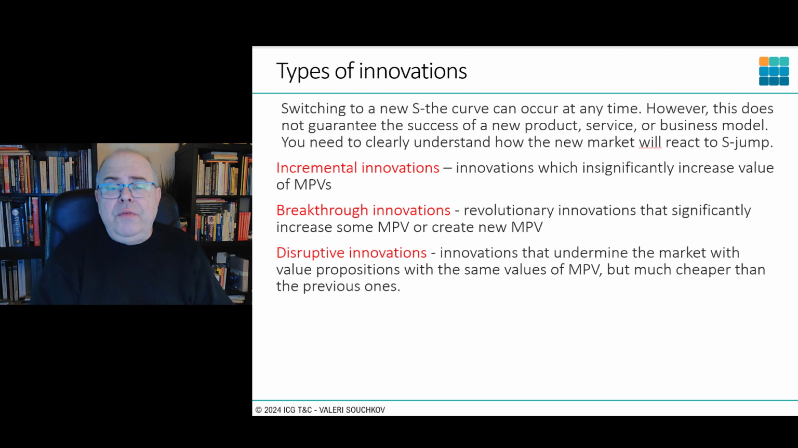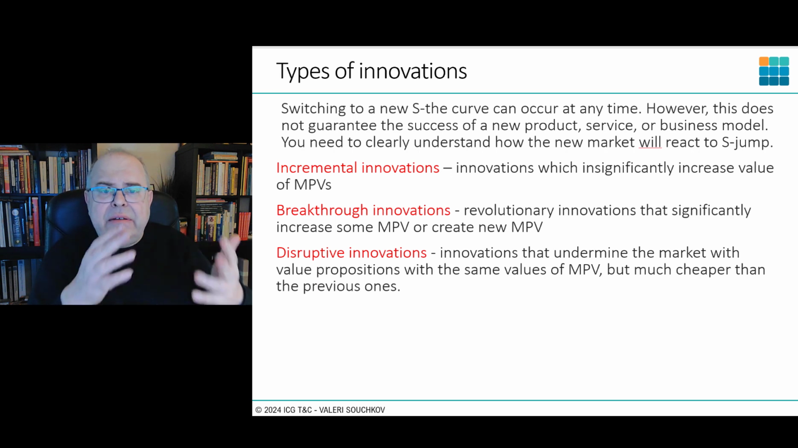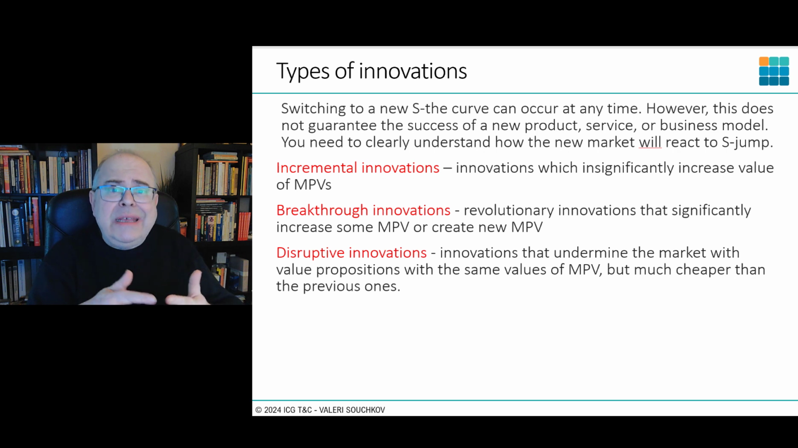Well, you know from theory that we have at least three types of innovations which drive the evolution of a system within the same S-curve or outside the same S-curve. First, there are incremental innovations. Incremental innovations insignificantly raise the value of MPVs. So the product is already there, business product or technical product, it has a certain MPV, you insignificantly increase the value of this MPV. This is called incremental innovation.